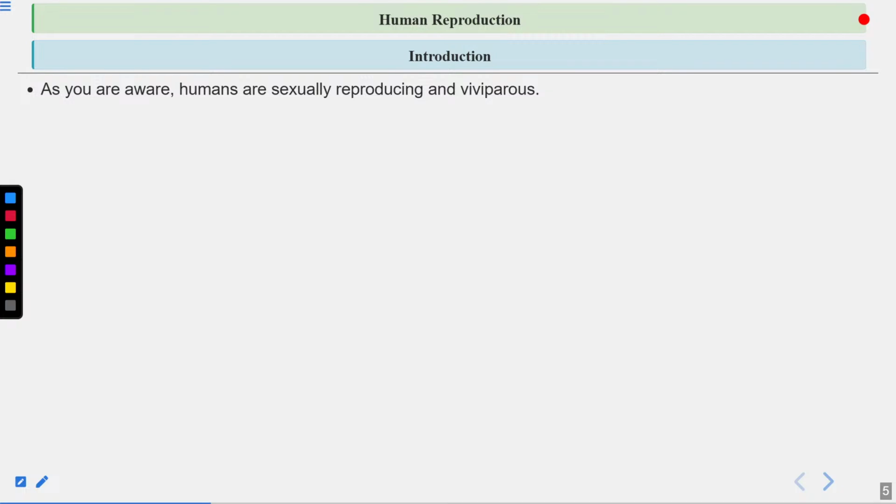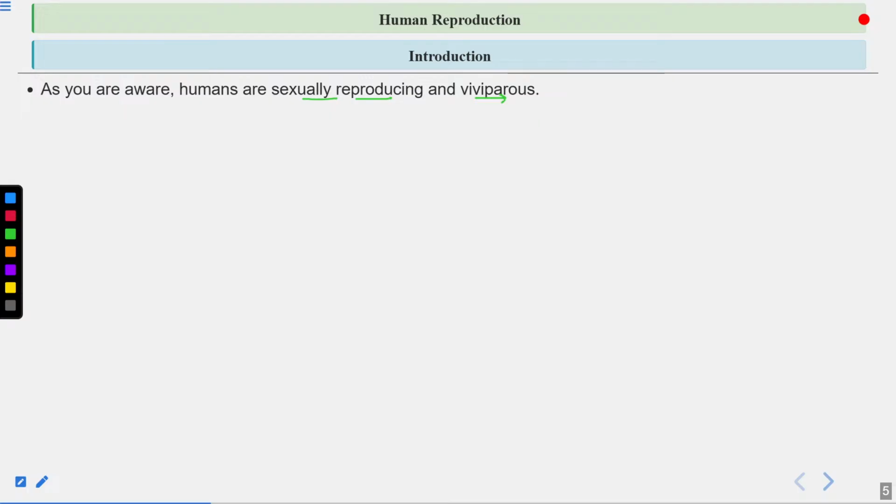So we are aware that humans are sexually reproducing and viviparous. So let me first introduce you to this chapter, human reproduction. Humans are sexually reproducing and they are viviparous. So you can underline these two words. These are very important. Okay, before understanding the reproductive system, you should know why reproduction is important. Why does any living organism reproduce?